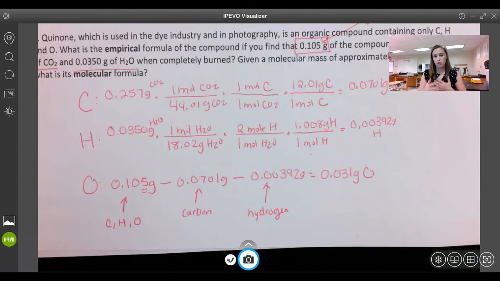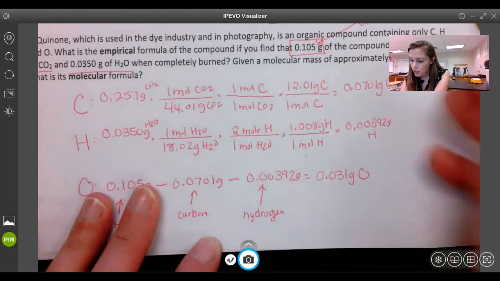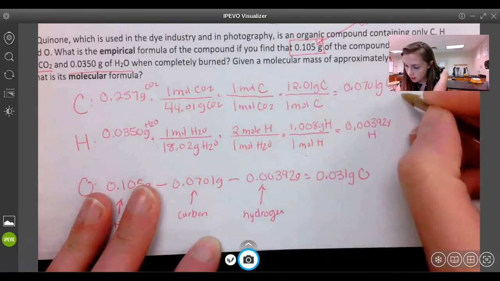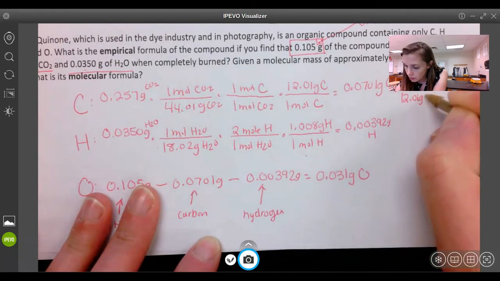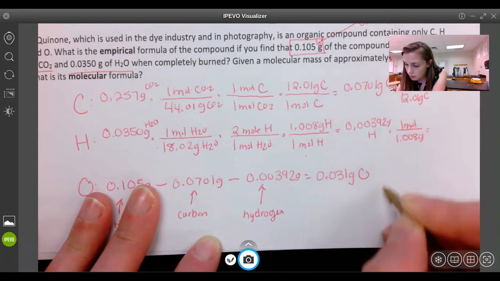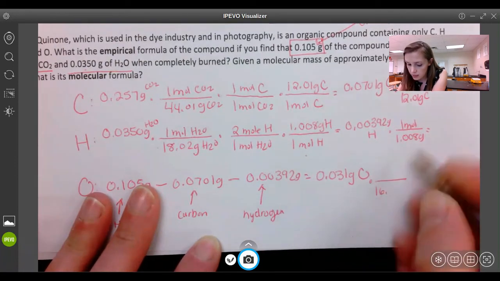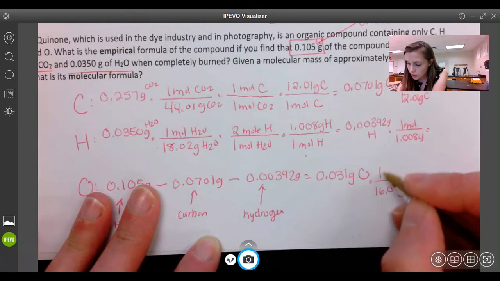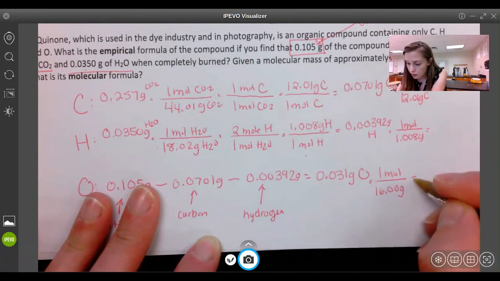This is where the original process takes over. We're going to convert them to moles of each and then find that whole number ratio. So with this, for every 12.01 grams of carbon, I get 1 mole. I'm just going to kind of go through each of these. Hydrogen, 1.008 grams and 1 mole. And then oxygen is going to be 16.00 grams and 1 mole.